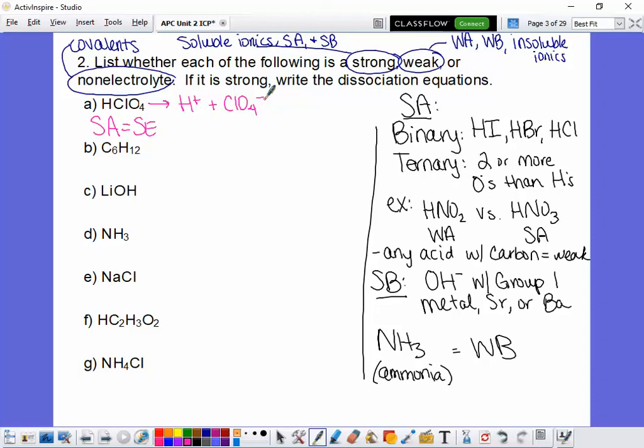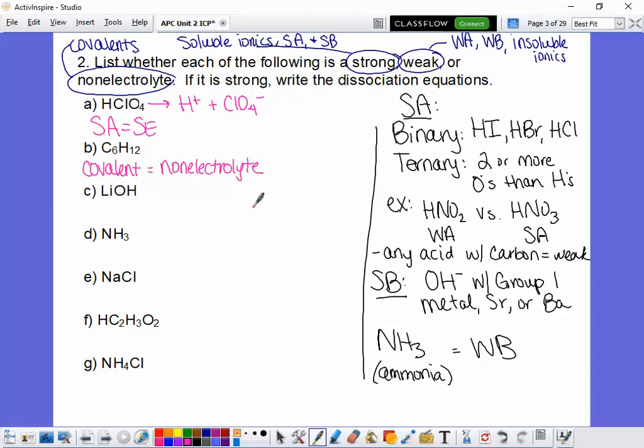All right, C6H12. What type of substance is that? Non-electrolyte, because it is covalent. That is a covalent substance. It's actually non-polar covalent. So since it's covalent, it is a non-electrolyte. And we have no dissociation equation because it is not a strong electrolyte. Next one.